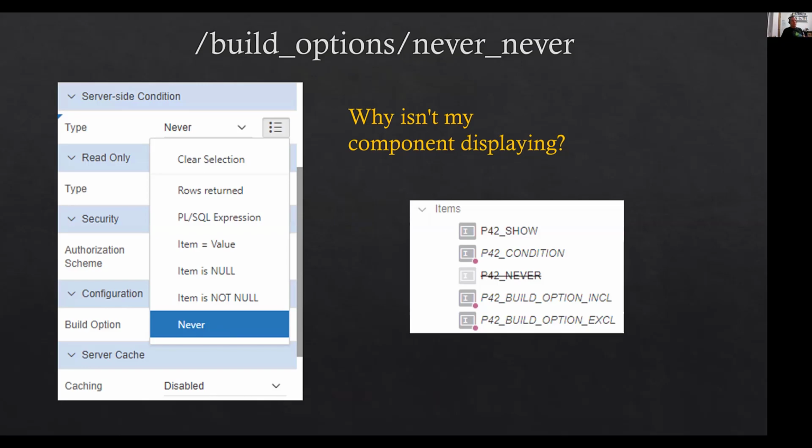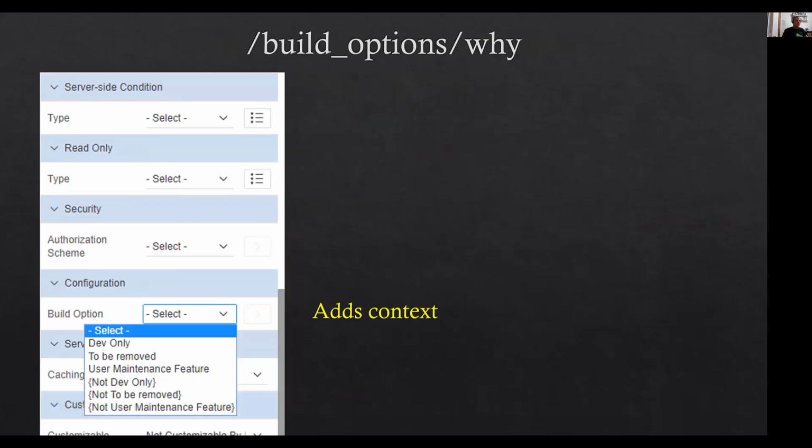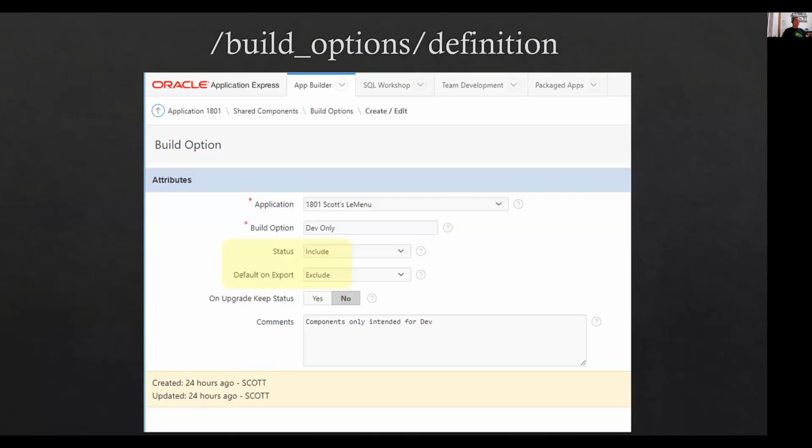Thankfully now the page designer has been improved to show some recognition of when things are never. So we see it crossed out there and it's easy to identify, but we want to know why. I think build options are a fantastic way of making that reason known. It adds context to why you may be hiding a particular component, whether it be a column, a region, a page. It can be a component of any kind.